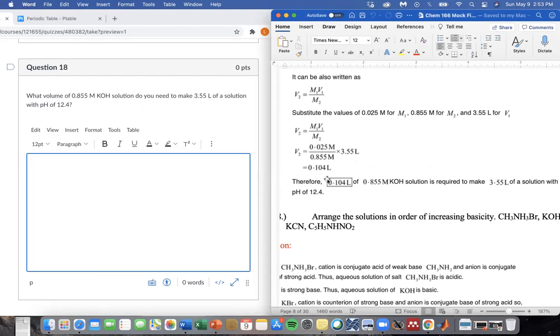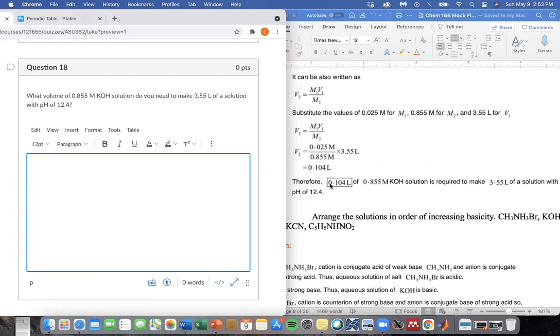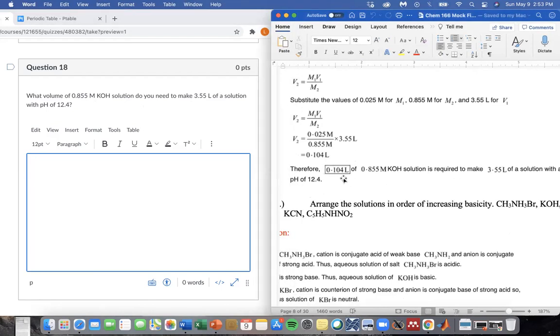So in order to make a solution that has a pH of 12.4 and is 3.55 liters, you would need to add in 0.104 liters of 0.855 molar KOH. Any questions on that one?